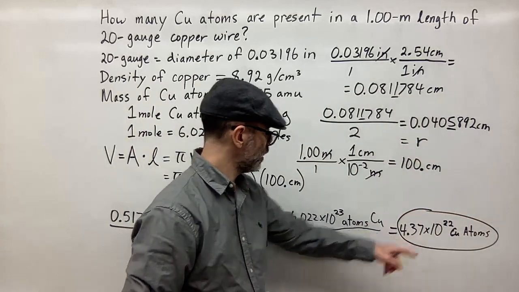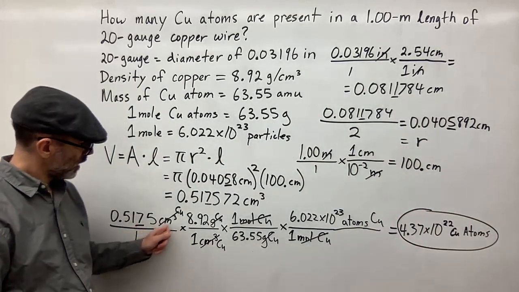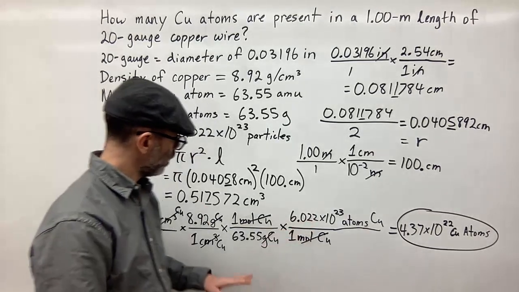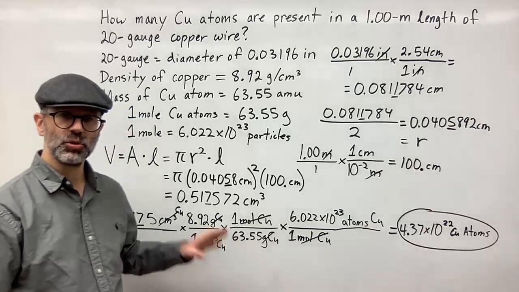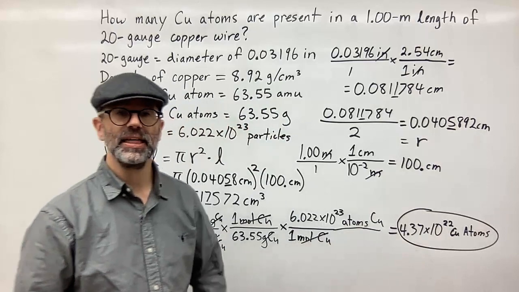You'll notice I have 3 sig figs. Why do I have 3 sig figs? Because I have 3 sig figs here. I have 3 sig figs here. I have 4 here. I have 4 there. So the least number of sig figs is 3. So my answer should have 3 sig figs. And that's it for this video.